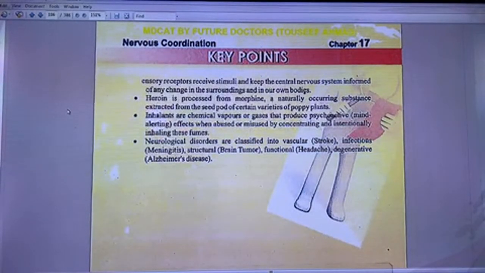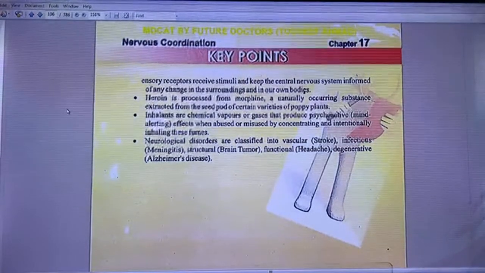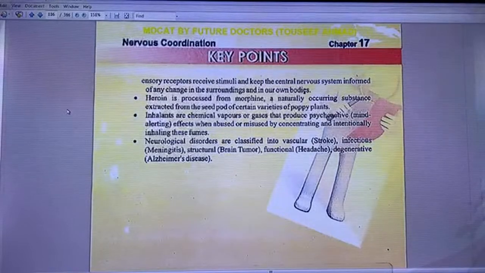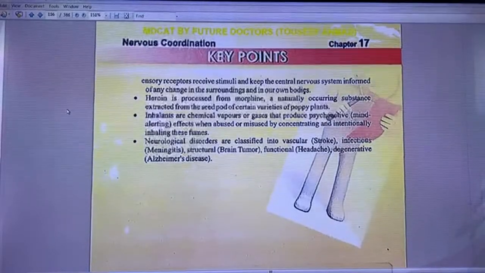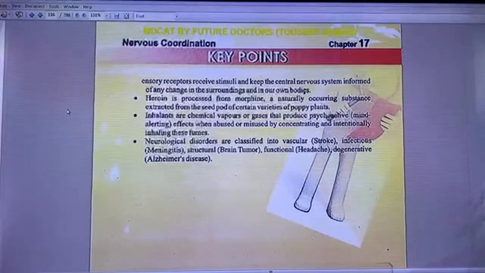Sensory receptors receive stimuli and keep the central nervous system informed of any change in the surroundings and in our own bodies. Heroin is produced from morphine, a naturally occurring substance extracted from the seed pod of certain varieties of poppy plants.